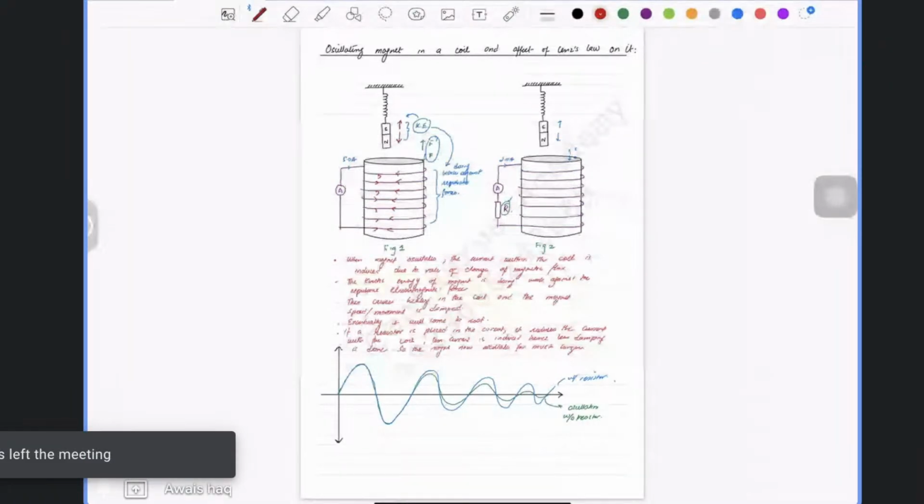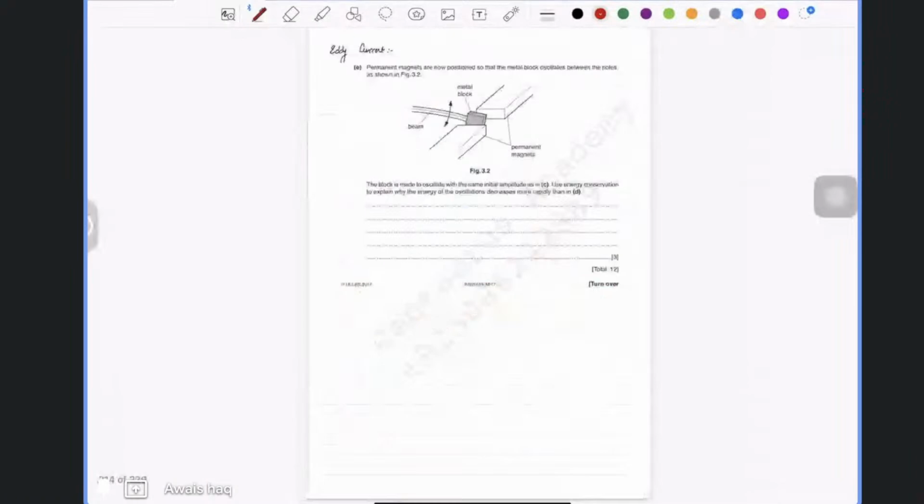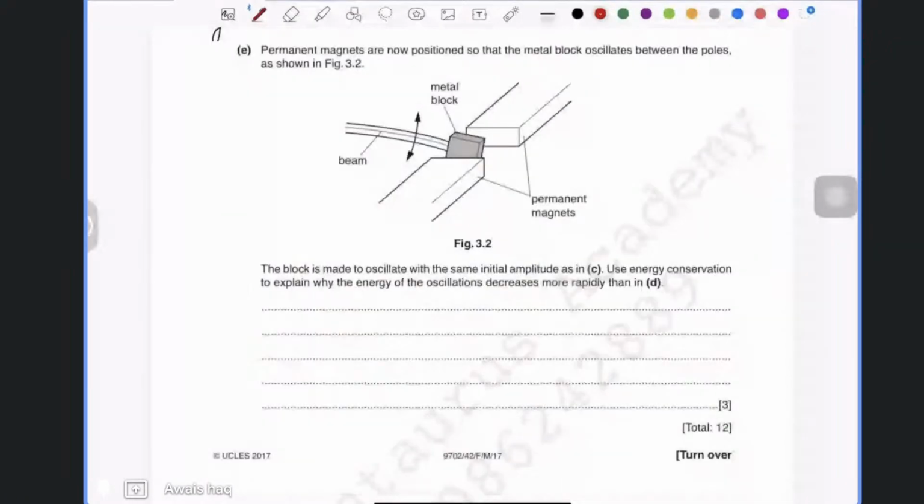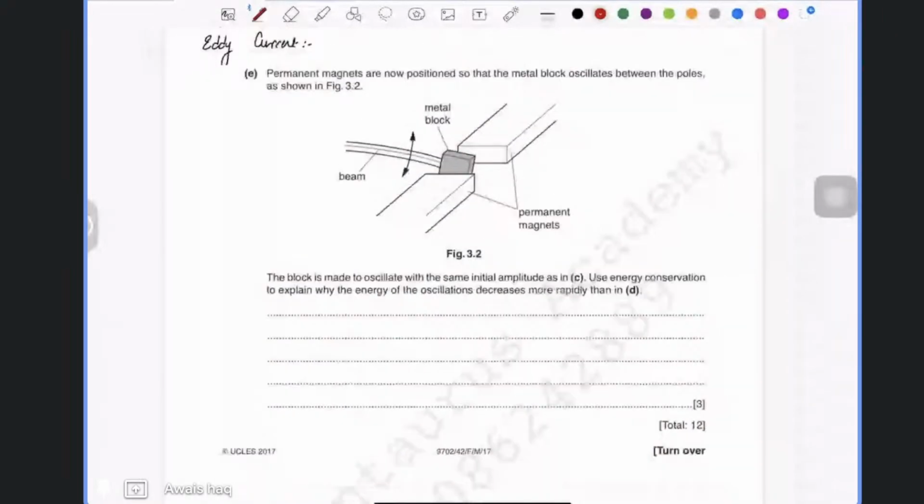Okay. So now, for example, this is the same way the eddy currents are described. For example, it says permanent magnet between the poles. The block is made to oscillate with the same initial amplitude. Use energy conservation to explain why.